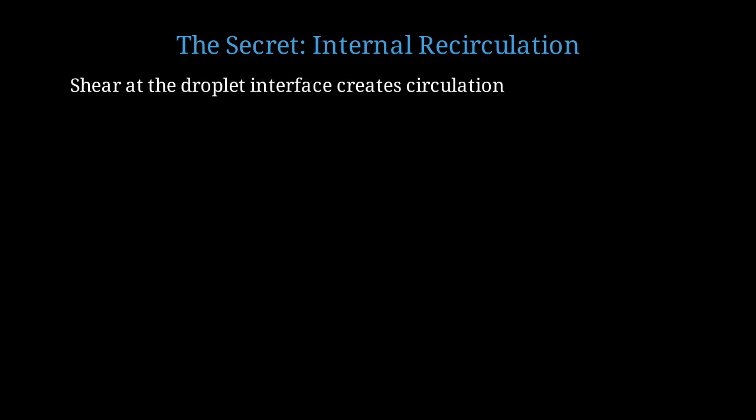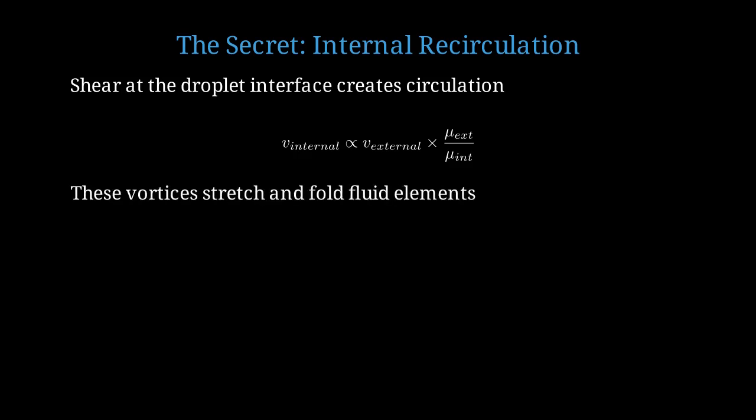The secret to this paradox is internal recirculation. When a droplet moves through a channel, it develops internal vortex flows. As the droplet moves, there is shear at the interface between the droplet and the surrounding fluid. This shear drives internal circulation within the droplet. The internal velocity is proportional to the external velocity times the ratio of external to internal viscosities. These internal vortices continuously stretch and fold fluid elements inside the droplet. This creates exponential growth in the interfacial area between different fluid regions.